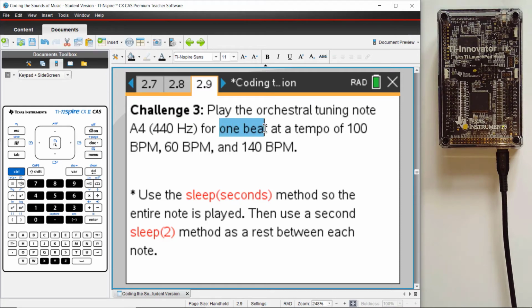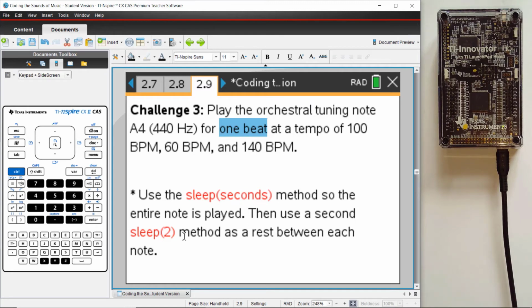Okay, we learned what a beat is. A beat is the period for the note to play at a particular tempo. So this is how long this note of 440 will be played. How many seconds that is. And we learned that the tempo is the number of beats per minute. That's how fast you tap your foot. So we're going to play this note at 3 different tempos. It's going to be the same note, 440, but it's going to be played at 3 different tempos, 100, 60, and 140. And then we're going to figure out how long that is, and we're going to sleep for that period of time, whatever this one beat of time is.